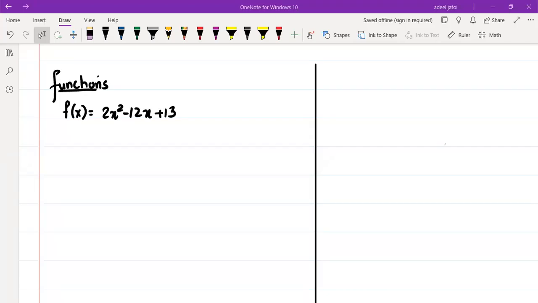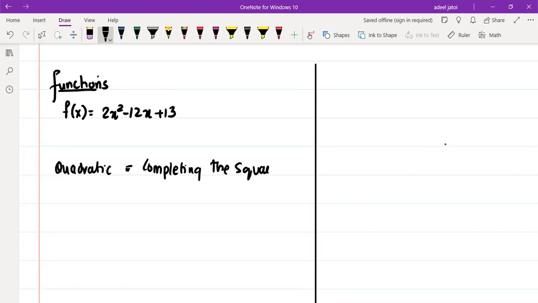Functions f(x) is equal to 2x² minus 12x plus 13. And since this is the quadratic given, the examiner will tell you to change it to completing the square form. Knowing the fact that completing the square original is a(x minus h) whole square plus k.